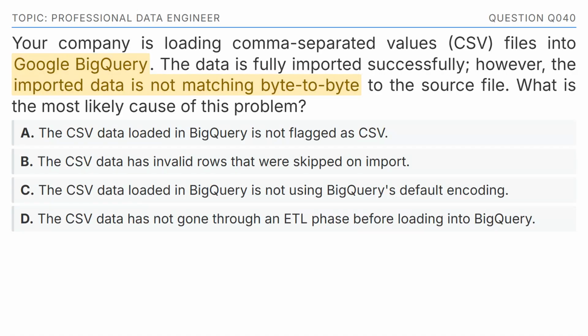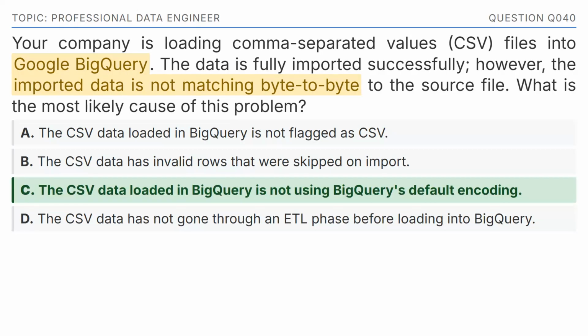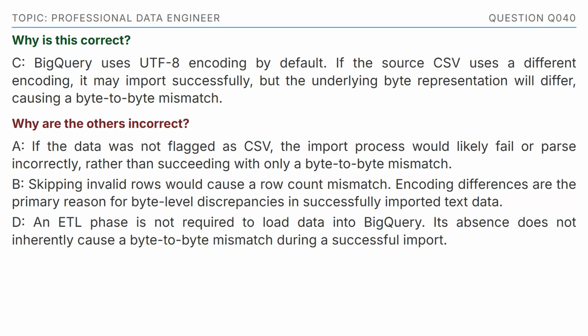To arrive at the correct answer, we focus on the keywords Google BigQuery, imported data is not matching byte to byte. The correct answer is option C. The CSV data loaded in BigQuery is not using BigQuery's default encoding. Why is this correct? C. BigQuery uses UTF-8 encoding by default. If the source CSV uses a different encoding, it may import successfully, but the underlying byte representation will differ, causing a byte-to-byte mismatch.